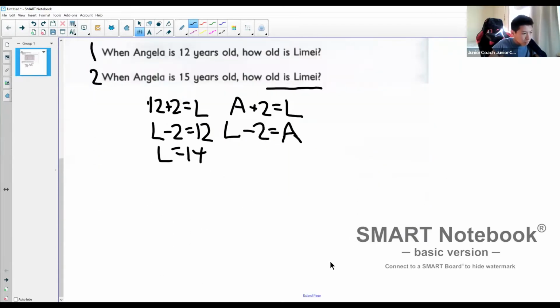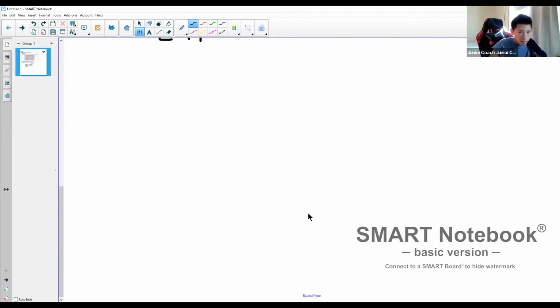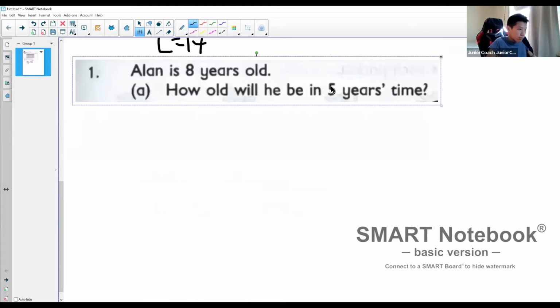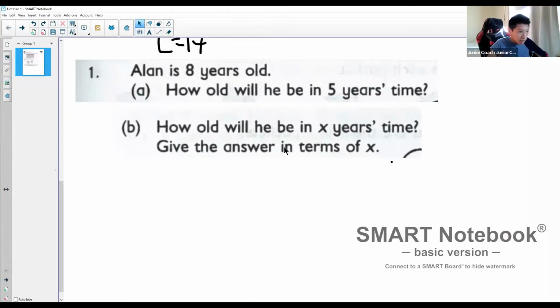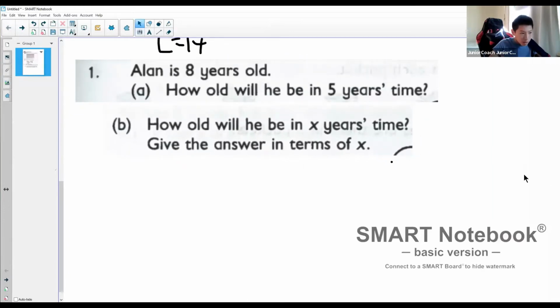Now we are going to do some thinking algebraically, right? So if we have Alan, and he is 8 years old. How old will he be in 5 years? This is really easy, right? You just add the two numbers. Now, if we ask how old he will be in X years, it's a very similar question, but how does anyone know how we're going to express the answer to this? How old he will be in X years?